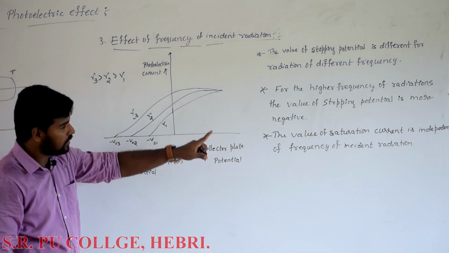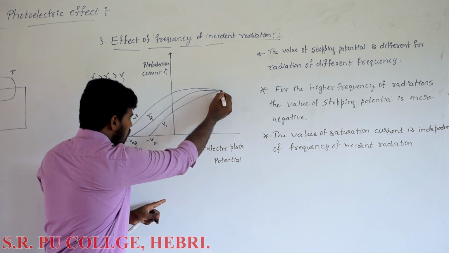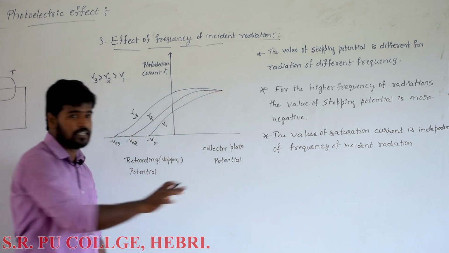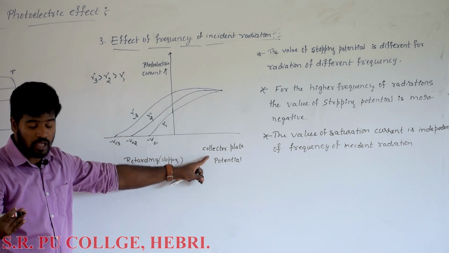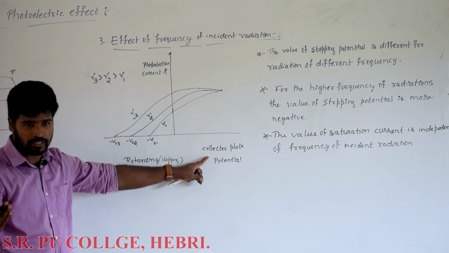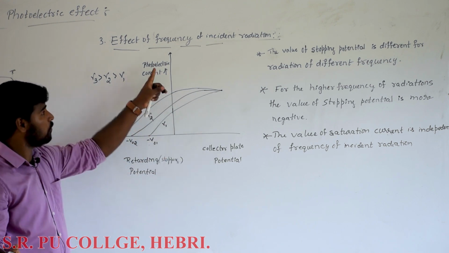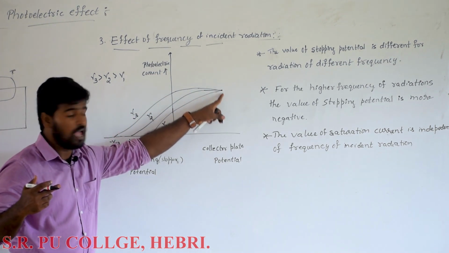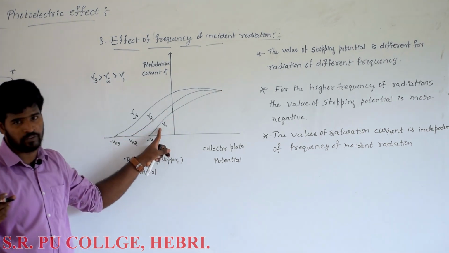As well as the last one, the value of saturation current is independent of frequency. The point where all the frequencies meet is considered as the saturation current. As the intensity increases, the emission of electrons increases. These electrons are called photoelectrons, and the emission is called photoemission. Thus the photoelectric current increases, then the current saturates. That point is considered as the saturation point. Therefore, the saturation current is independent of frequency.